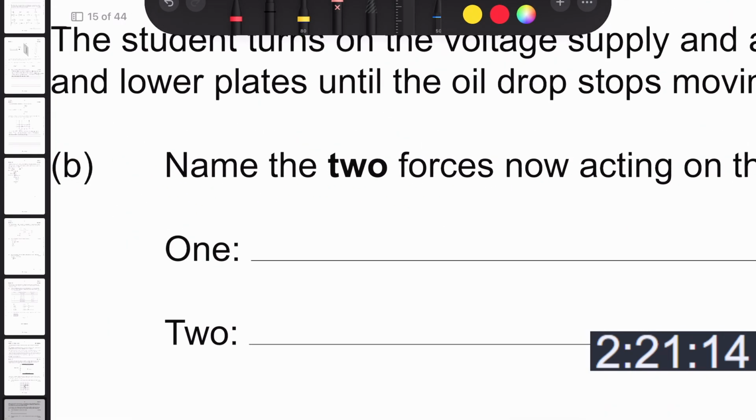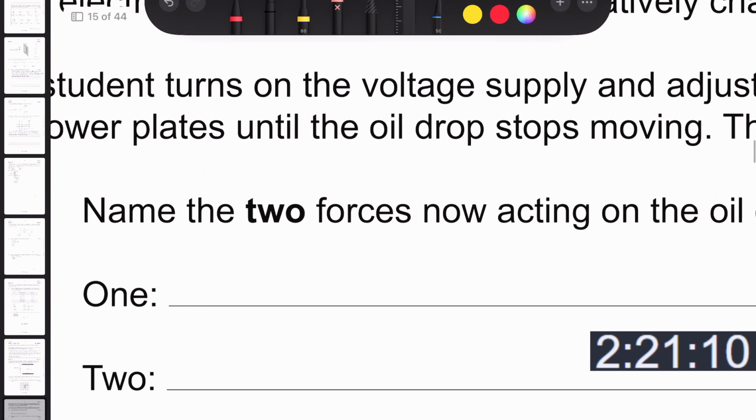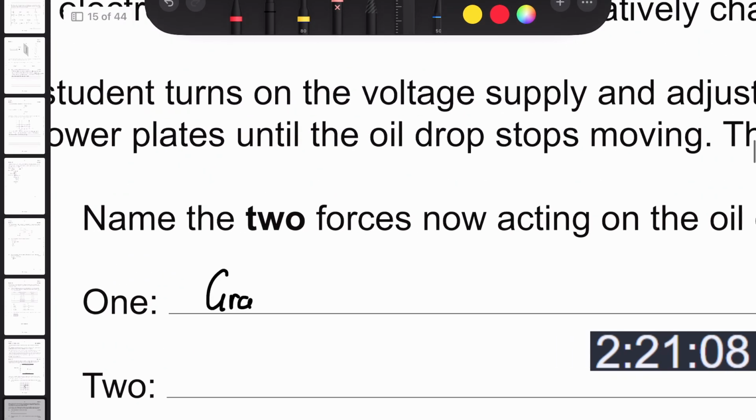So the oil drop stopped moving, so there's the electric force. 2 forces. So we have weight force, and then electrostatic, which would just be the electric force. I'll call it the electromagnetic.